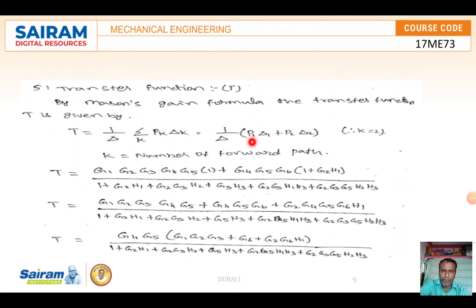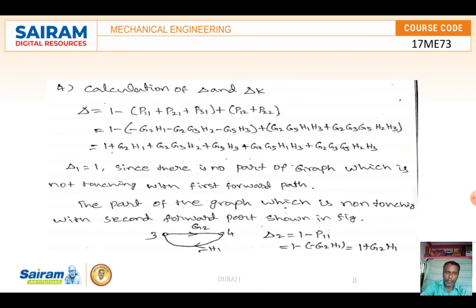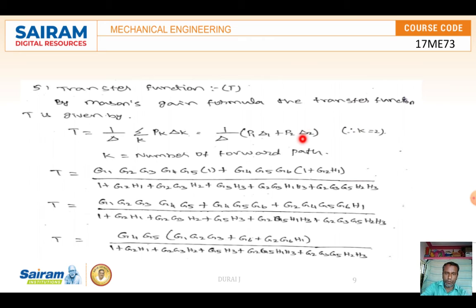Okay, here p1 is the first forward path, and del 1 is the number of individual loops not touching the first forward path. All the loops are touching it, so del 1 we are going to take as 1. So here del 2 value we just found, so that value we substitute over here, and the del value we already found. Okay, if we substitute all the values, we are getting the final transfer function as this.